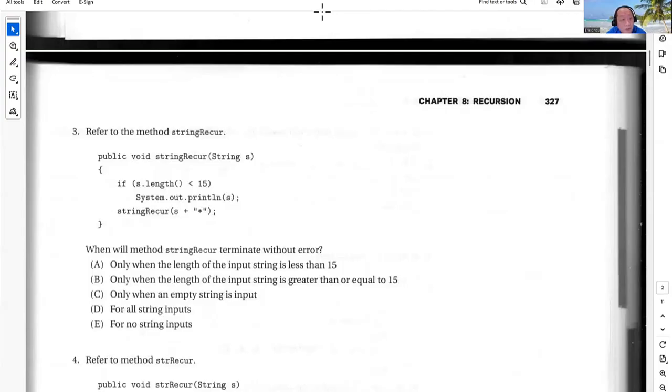Number three, let me have Maneni, number three.